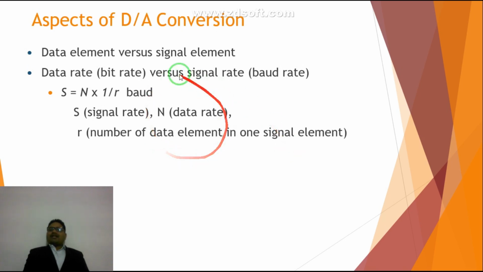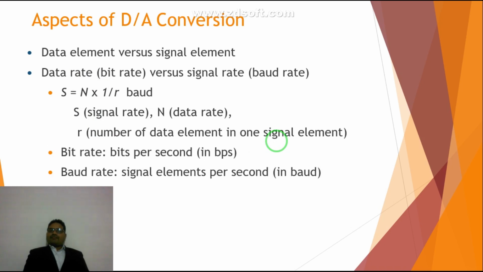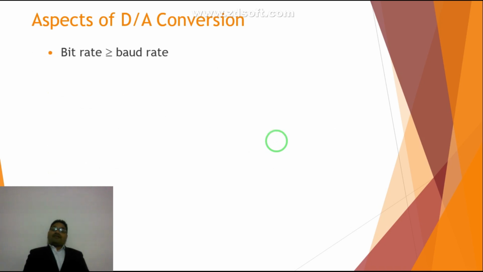And from the numerical point of view, you can write this one. That is data rate versus signal rate, that is bit rate versus baud rate. So signal rate S is equal to N into 1 upon R baud, because the unit of signal rate is baud. N is nothing but your data rate, and what is small r? It is the number of data elements in one signal element. And always remember, guys, bit rate is always greater than or equal to baud rate.